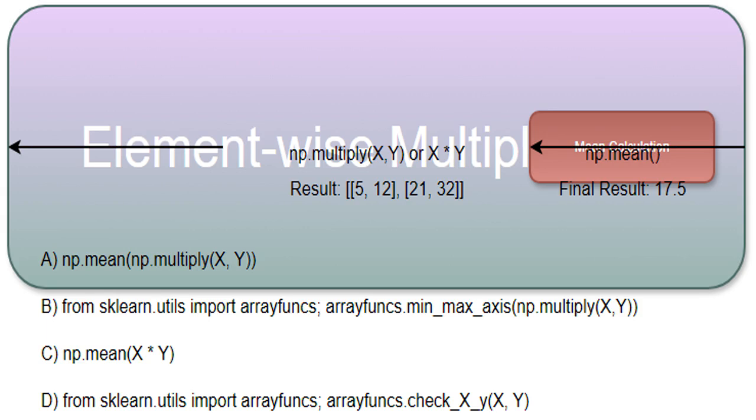This step involves multiplying corresponding elements from arrays X and Y. For instance, 1 from X will be multiplied by 5 from Y, resulting in 5. This process is repeated for all corresponding pairs of elements. The result of this operation is a new array containing the products.